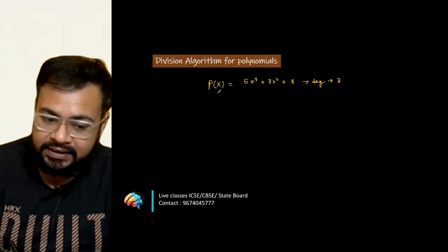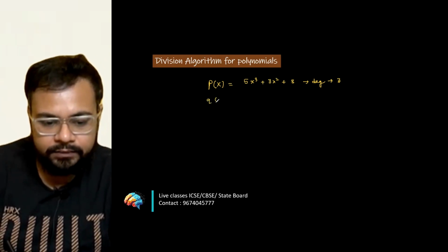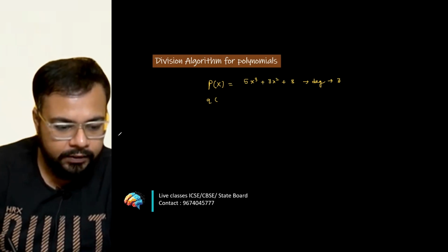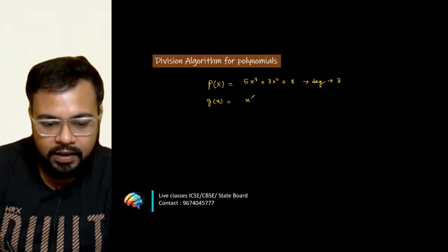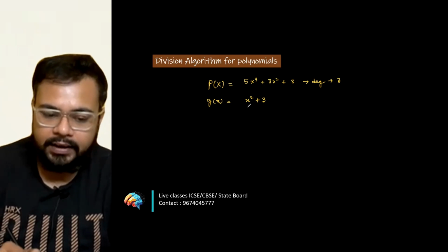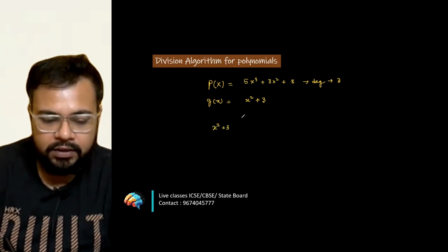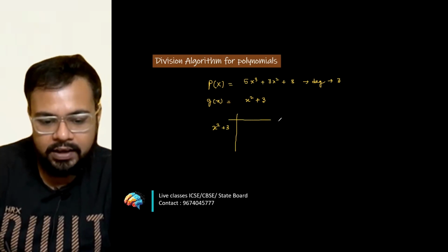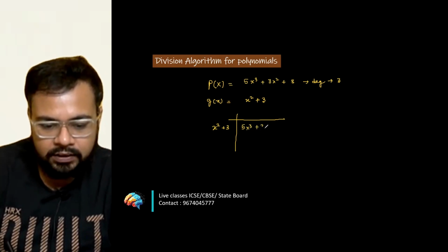So I'm considering this as our dividend. I'm considering another polynomial. Let's call it Gx, and that is maybe, let's say, x square plus 3. Randomly, I have taken an example. So when I divide it using the long division method, which we all have learned in earlier classes, I'll write this here in place of divisor, and 5x cube plus 3x square plus 8.